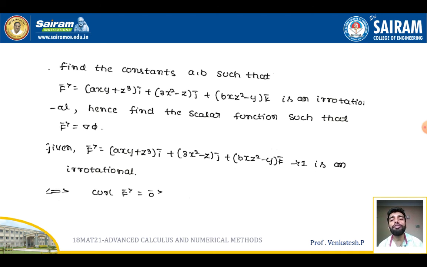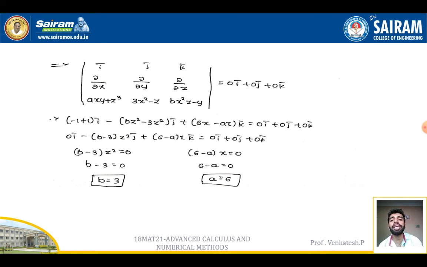So first take the formula curl f and equate it to 0. It will be given by the determinant with i, j, k; dou by dou x, dou by dou y, dou by dou z; and the components axy + z^3, 3x^2 - z, bxz^2 - y, equal to the 0 vector. On expanding this determinant, I'll be getting (-1 + 1) i cap - (bz^2 - 3z^2) j cap + (6x - ax) k cap = 0 vector. On simplifying further, I'll be getting 0 i - (b - 3)z^2 j cap + (6 - a)x k cap = 0 vector.